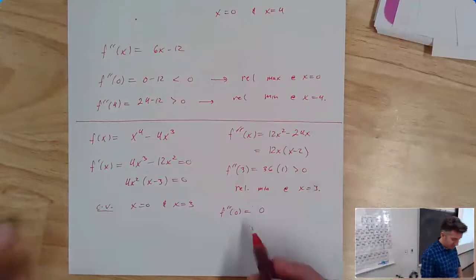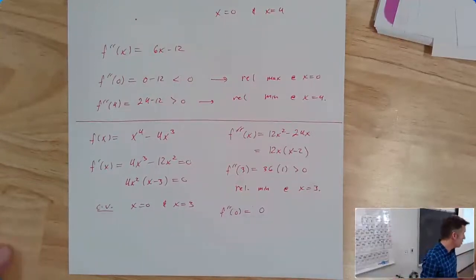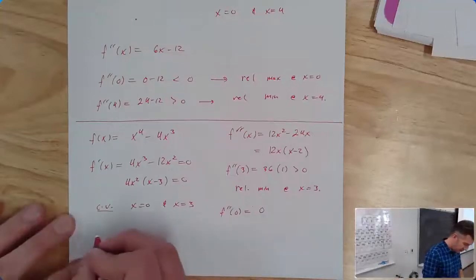So to tell what's happening at 0, you actually have to go back and use the first derivative test. There is no other option. So I use the first derivative test here.